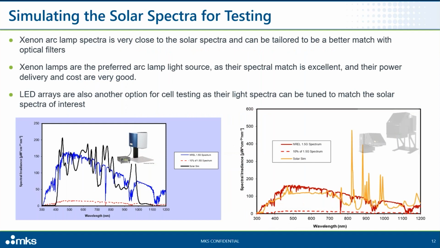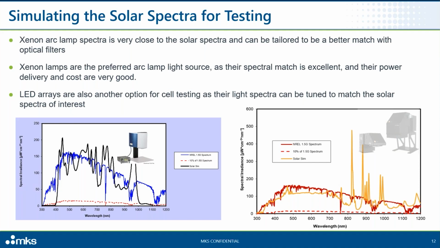So one of the things that we have found, and we use a lot of the xenon arc lamps, is that the spectrum of the xenon arc lamp is very closely matched to that solar spectrum. The xenon lamps are really a great light source because they have an excellent match to the spectral response. The power delivery is very good, and the cost is also very good. They also have good durability, so they last quite a long time in your research applications.